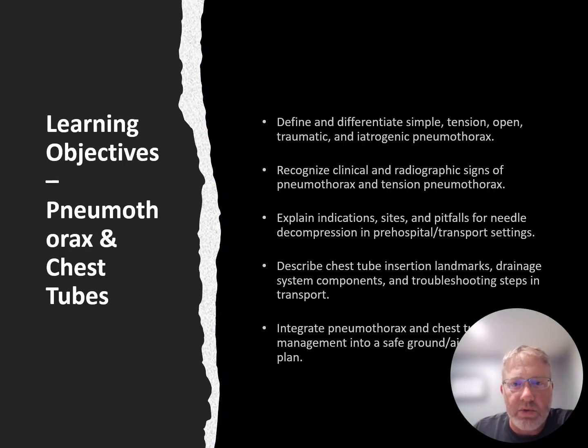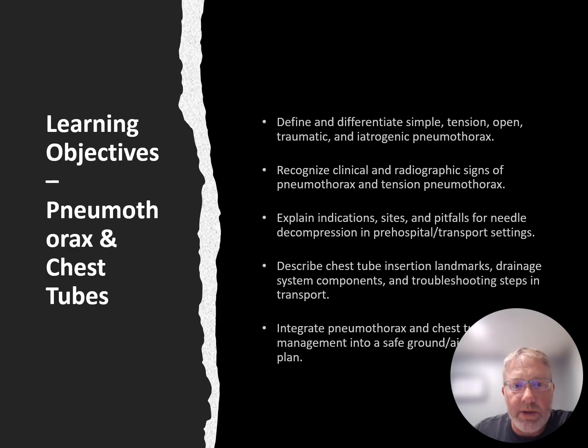All right, let me walk you through what I want you to be able to do by the end of this lecture. First, I want you to be able to define and differentiate the major pneumothorax types: simple, tension, open, traumatic, and iatrogenic, and describe how each presents in the field. Second, I want you to recognize the key clinical and radiographic signs of pneumothorax and tension pneumothorax so that you can act decisively rather than hesitating.